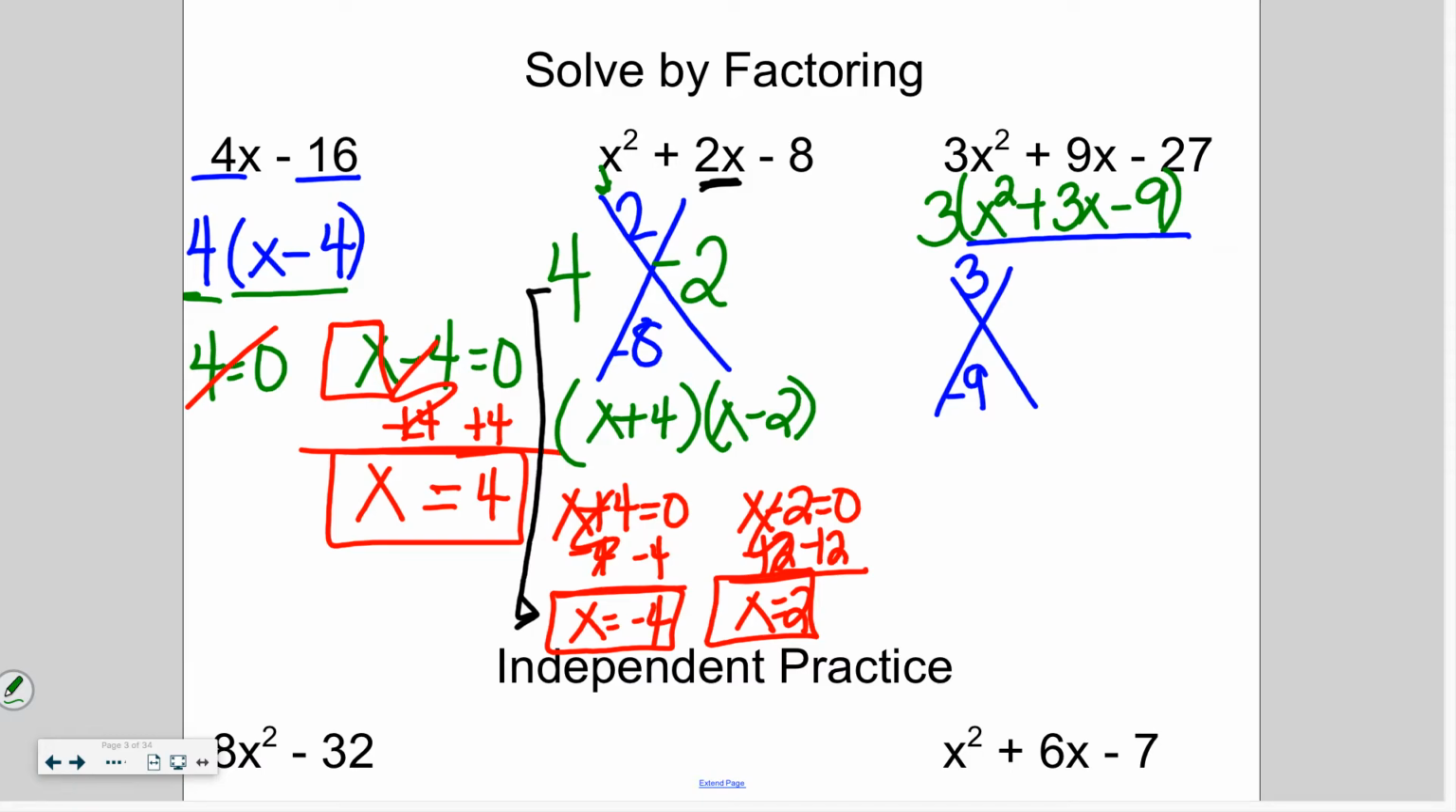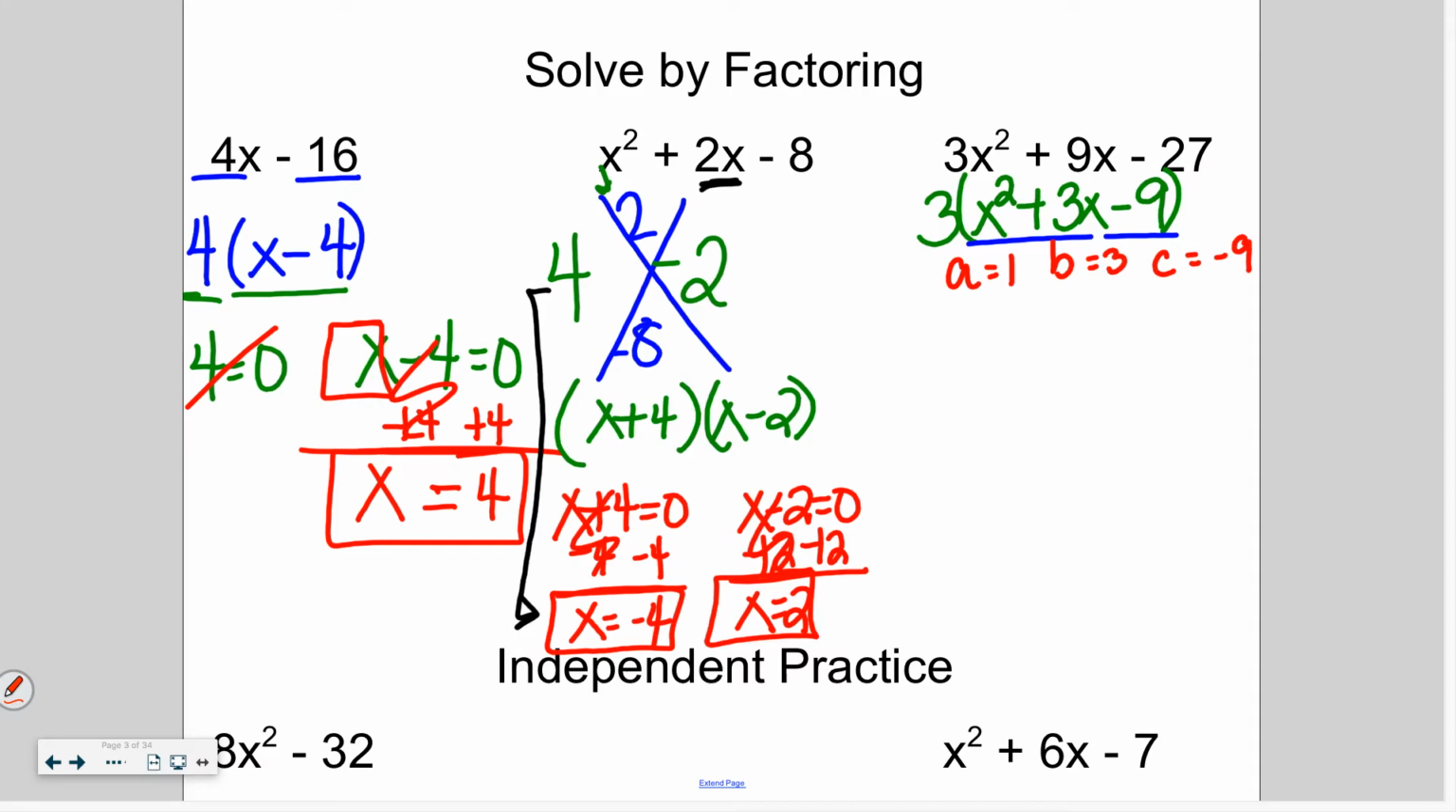Our best thing that we could do with this one is the quadratic formula. Now remember, it's negative b plus minus the square root of b squared minus 4ac all over 2a. So a is 1, b is 3, and c is negative 9. Let me write this over a little bit so you can see it better. B is 3. There you go.